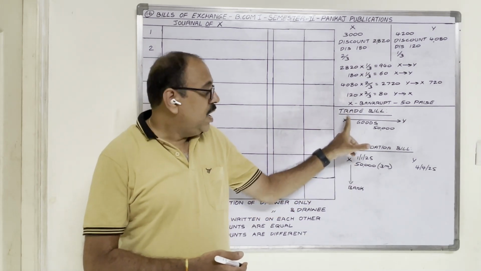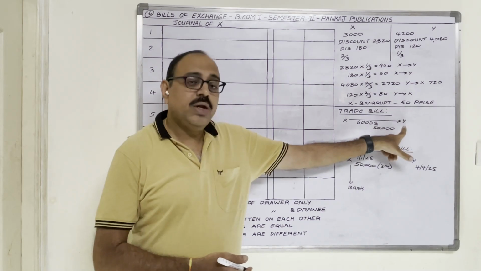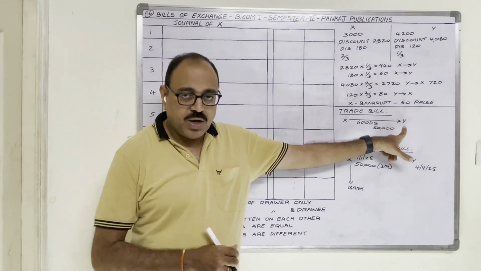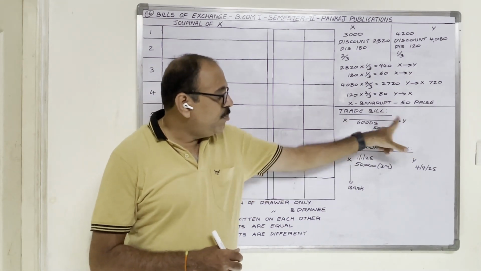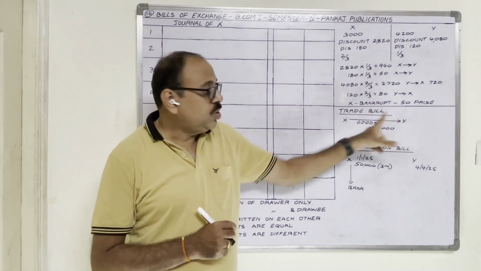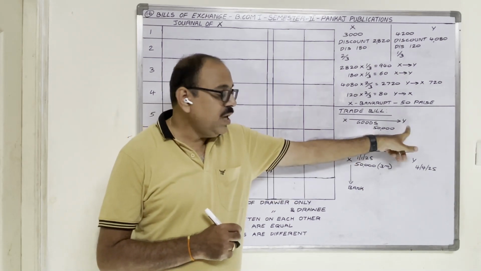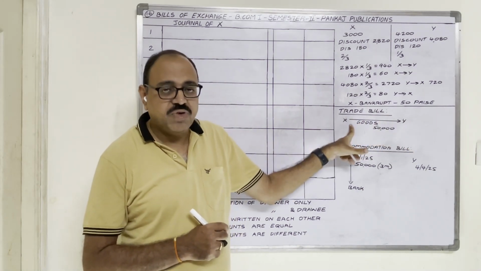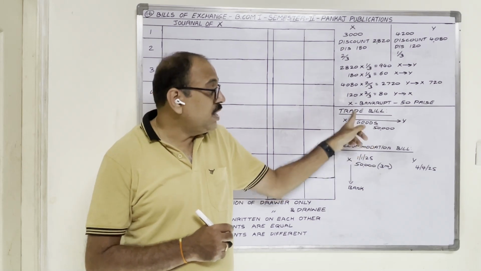For example, X sold goods to Y on credit. Sales amount 50,000. So X is giving a benefit to Y and X needs a written proof for this 50,000. So X prepared a bill on Y and X received acceptance from Y. Now this bill is known as a trade bill.